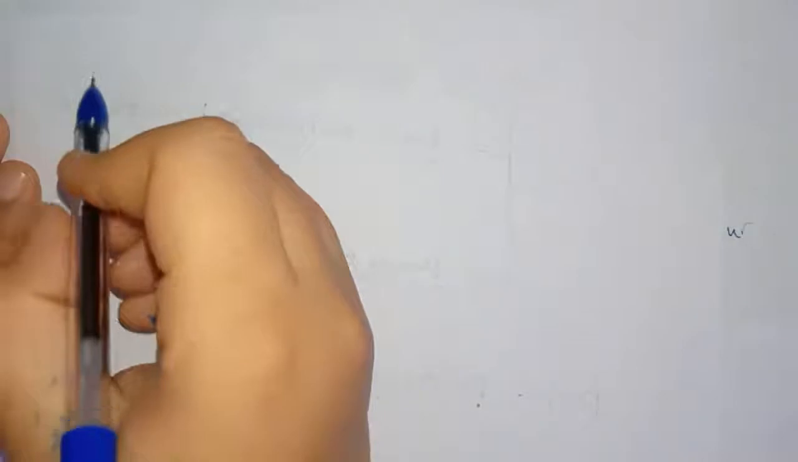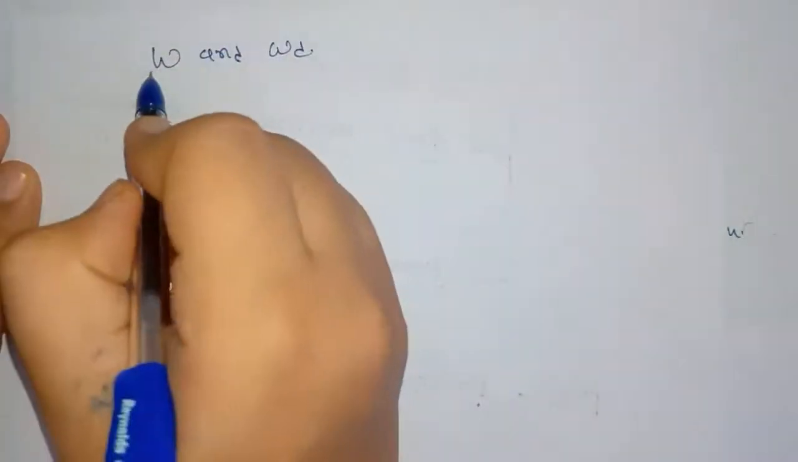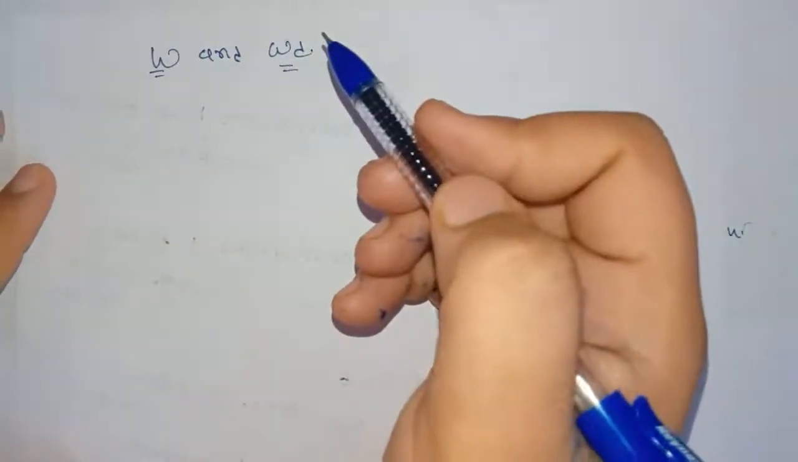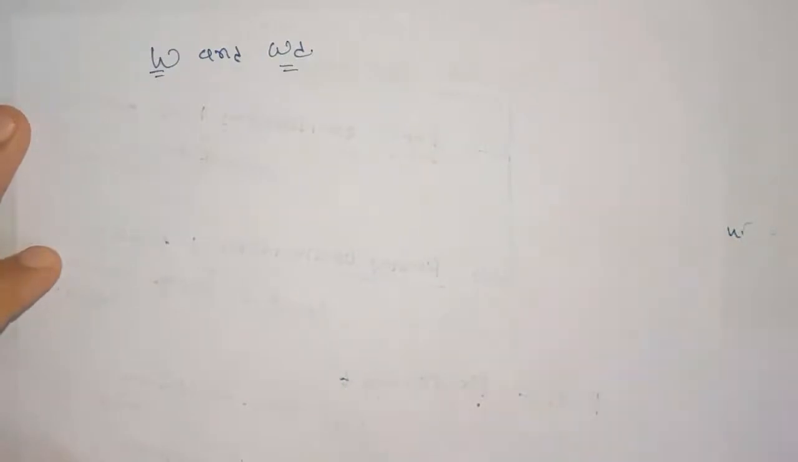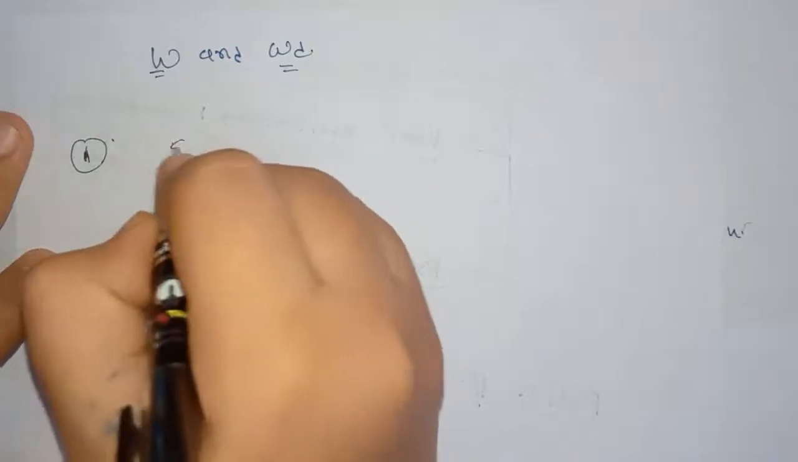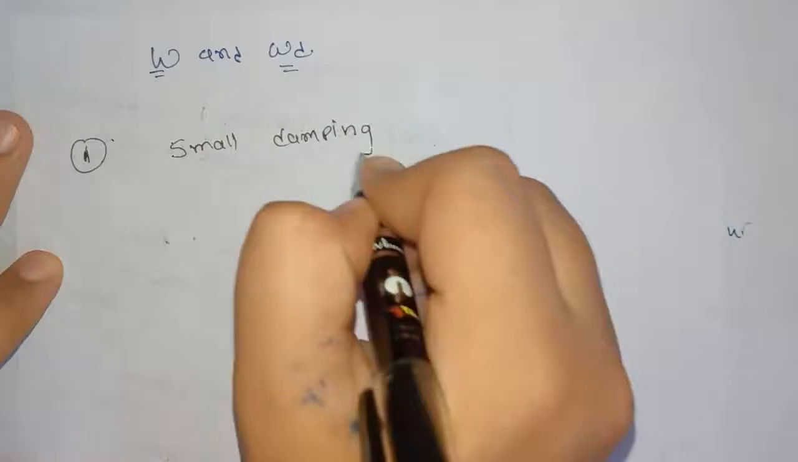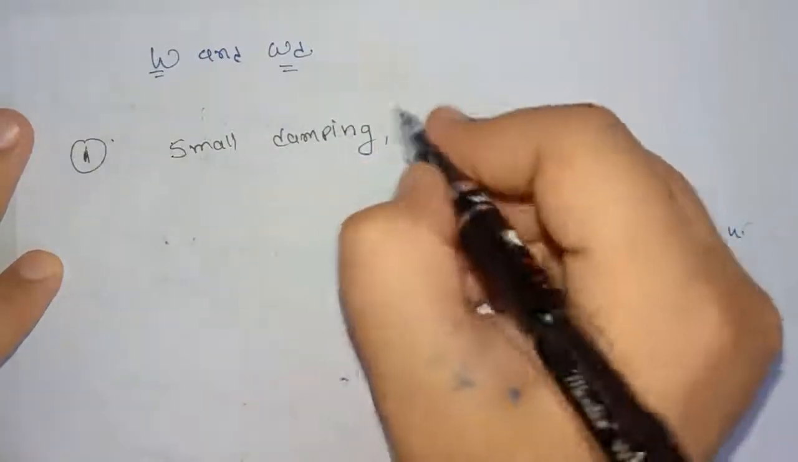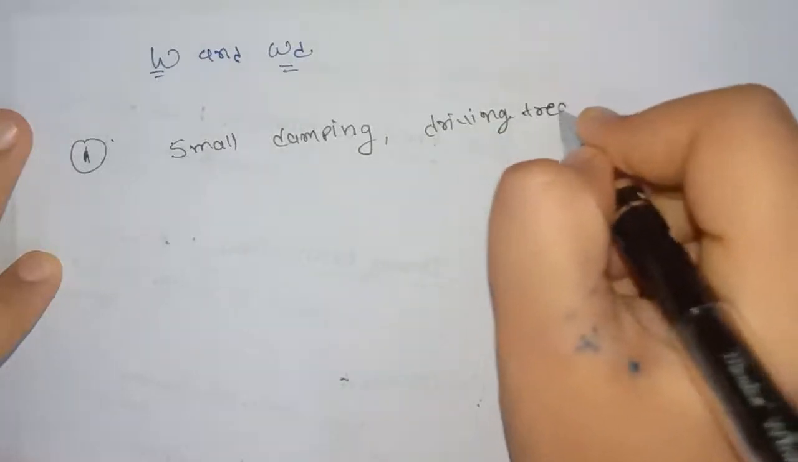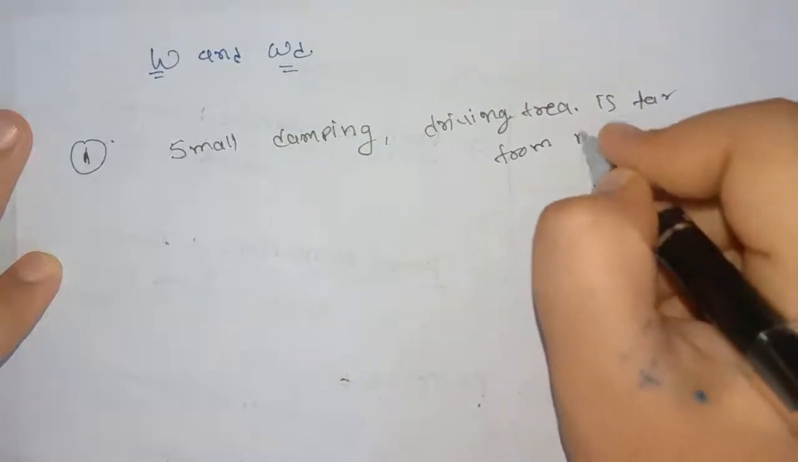Now, based on the relation between omega and omega d, that is natural frequency and frequency of driving force, there are various cases. Let us see them one by one. The first case is the damping is small. That means the force exerted is small and the driving frequency is far from the natural frequency.